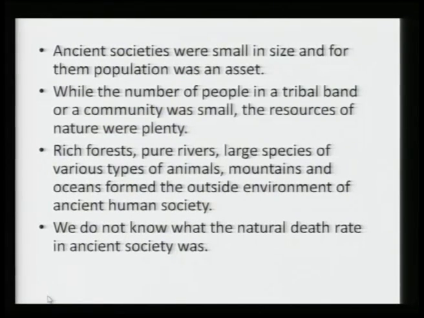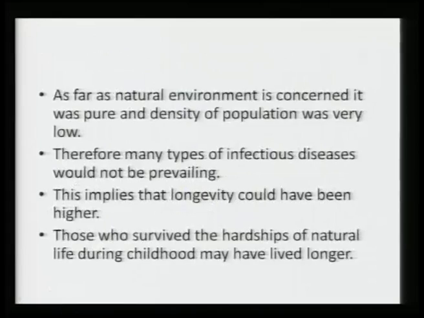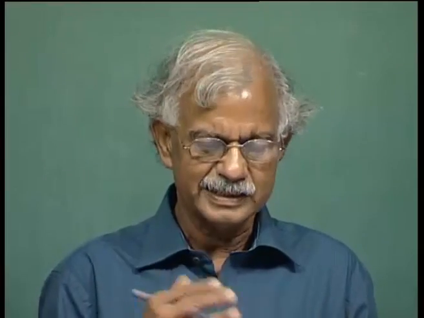They had rich forests, pure rivers, large species of various types of animals, mountains and oceans which formed the outside environment of human society. We do not know what the natural death rate in ancient society was, but it must have been a small death rate, though periodically death rate must have risen because of epidemics and related issues. Let us see more of it.